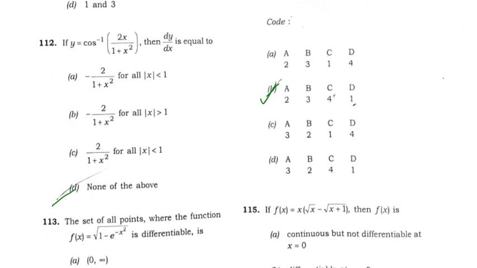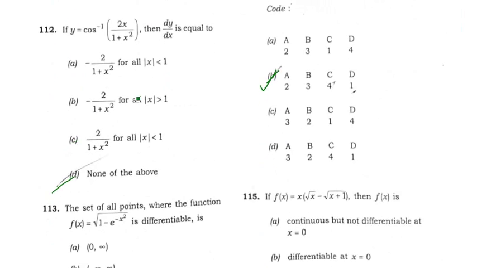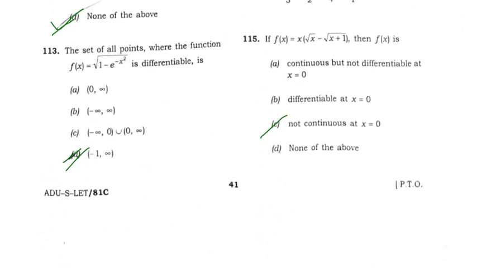Next question: if y equal to cos inverse 2x upon 1 plus x square, then dy upon dx is equal to? So actually dy upon dx is equal to none of the above. All of them are not right. None of them are right. Then the set of all points where the function f(x) equal to 1 minus e power minus x by x square is differentiable is minus 1 theta. Okay.